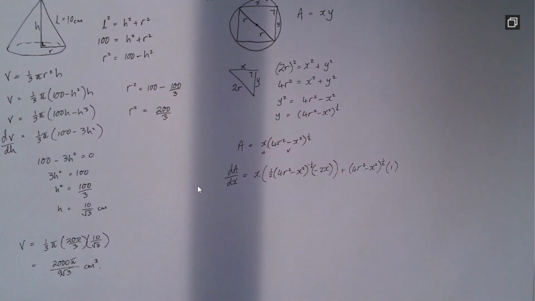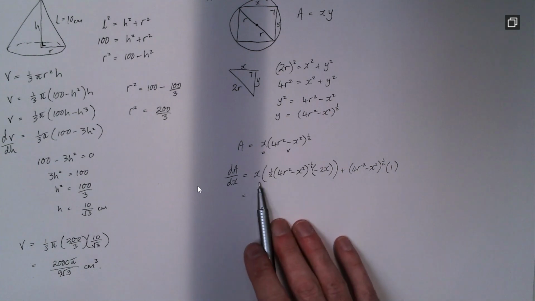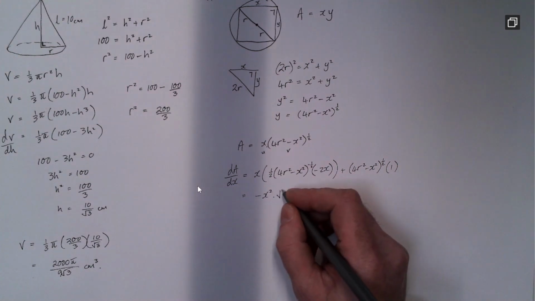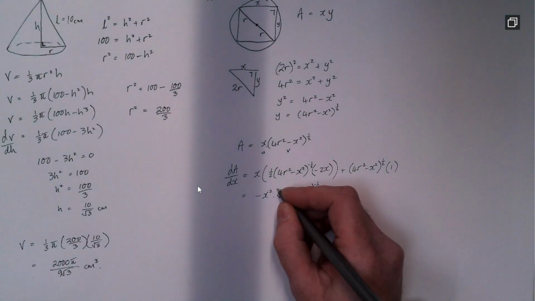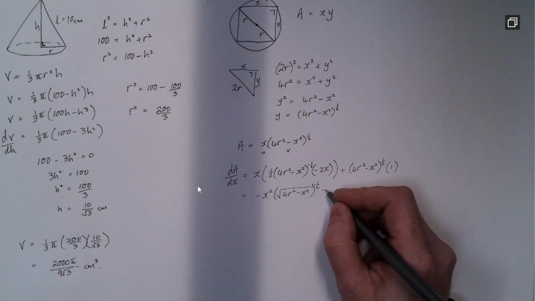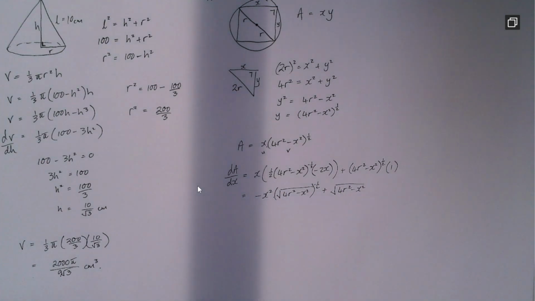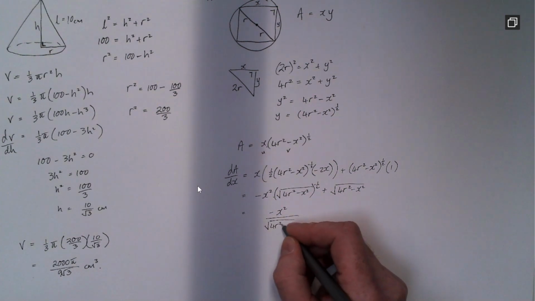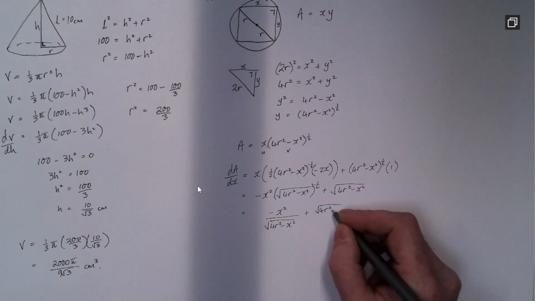Then the first term gives minus x squared over the square root of 4r squared minus x squared, so we take the factor minus x squared over the square root of 4r squared minus x squared, plus the square root of 4r squared minus x squared.